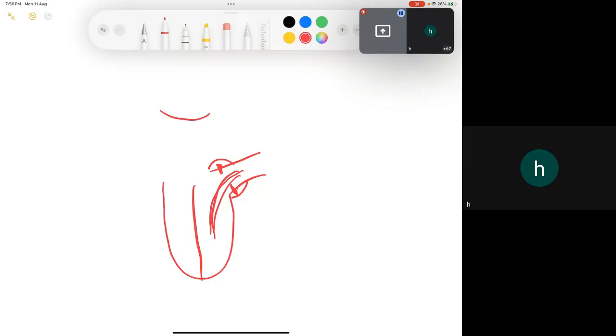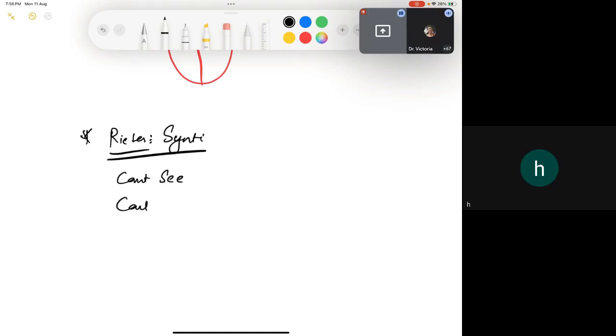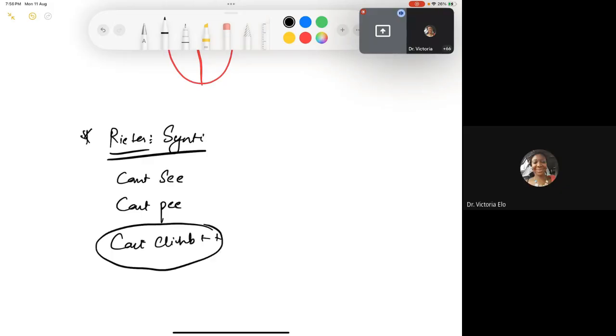The next one is Reiter syndrome, and it's really simple to remember. You don't need to know the details of Reiter syndrome. You only have a single mnemonic in order to remember it. And what is that? This individual can't see, can't pee, and can't climb the tree. So why can't he climb the tree?